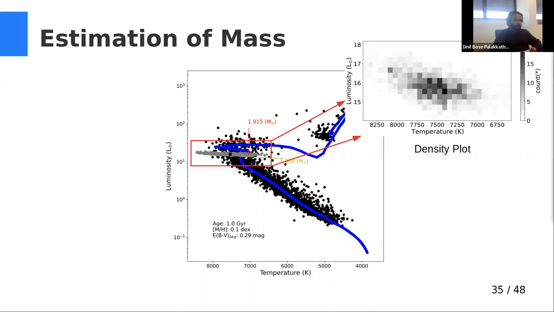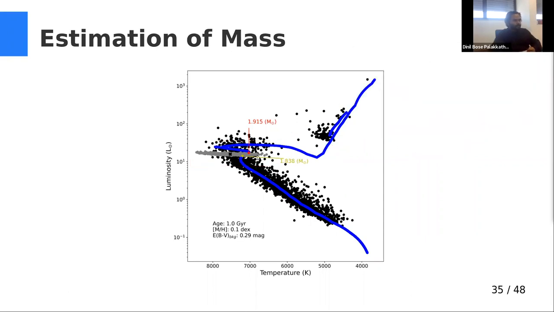On this zoomed diagram, I am showing the density plot of luminosity and temperature. We try to find out the mass of the stars within the luminosity and temperature error. As you can see in the figure, from the isochrone, I can estimate the mass of the star. The mass of the star is from 1.8 solar mass to 1.915 solar mass. If I know the mass of the star and if I know the chemical composition, I can now compute the pulsation models.